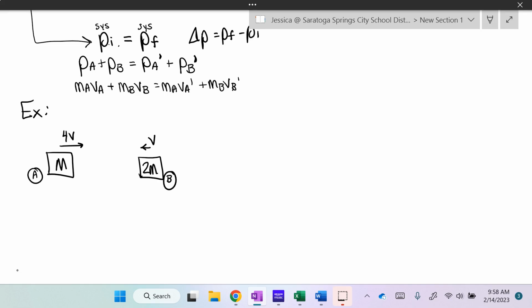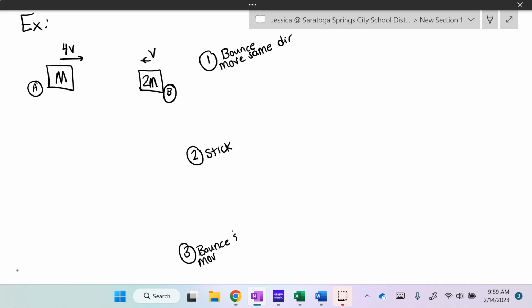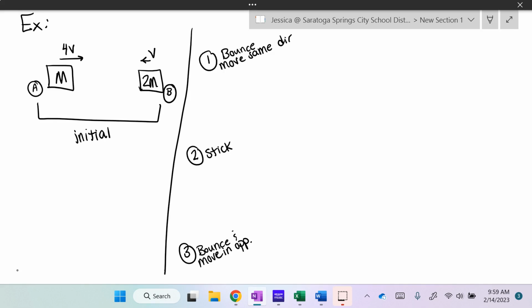So they could bounce off of each other and move in the same direction. They could stick to each other, or maybe they are bouncing and moving in opposite directions. And we would know that depending upon the problem. It's not like you would have to decide what happens. So for all of these, this is my initial case, and I'm going to switch up my final case depending upon how they collide. So let's say they bounce off of each other, but move in the same direction.